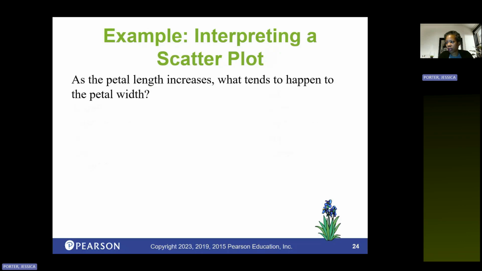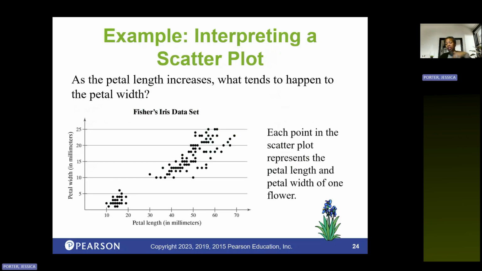As the petal length increases, what tends to happen to the petal width? Let's look at the scatter plot. So here at the very bottom, this little dot means there's a petal length of 10 and a petal width of about, I'm going to say 2. Let's get this pen going here. So let's say this is about 2, and the petal length is 10.